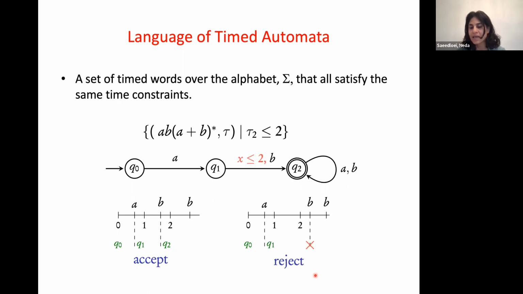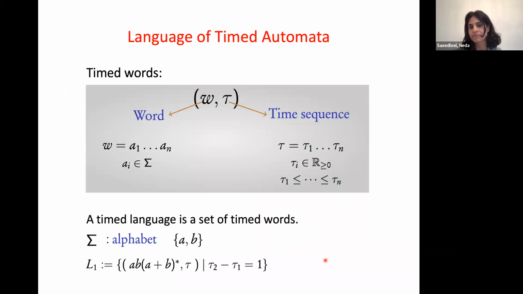because the first A appears at some point between 0 and 1, whereas the first B appears after time 2. So the difference between these two events is more than 2 units of time. Therefore, the second ABB does not satisfy the timing constraints specified by this automaton. Therefore, it is rejected. Okay, so as we said, a timed language is a set of timed words.